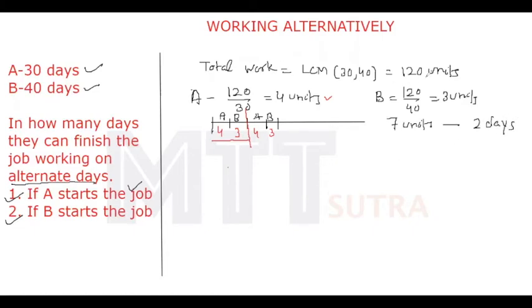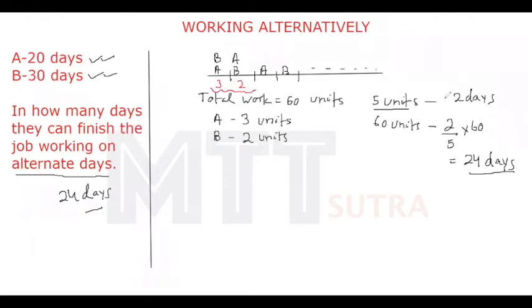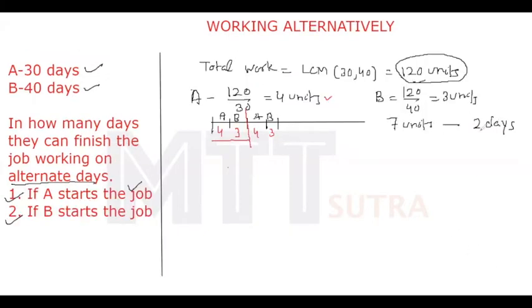Now you see, what is my total amount of work here? 120 units. 120 is not directly divisible by 7. In the previous question, my total amount of work was 60 units and 60 was directly divisible by 5, so we could do it very simply, and whoever starts the work, my answer remains the same. But here it will change. 7 units of work is done in 2 days. Total is 120 units of work. What should I multiply 7 by so that it is very close to 120? If I multiply 7 with 17, it becomes 119. That is very close to 120. Let us multiply 7 into 17.